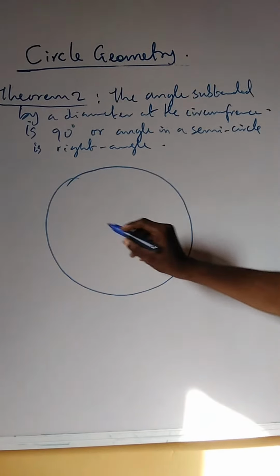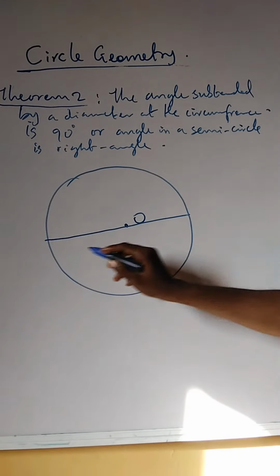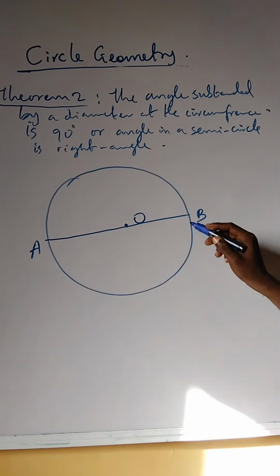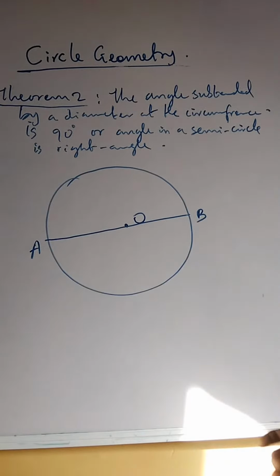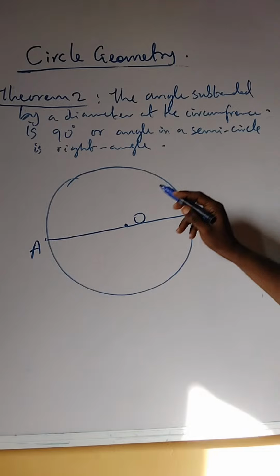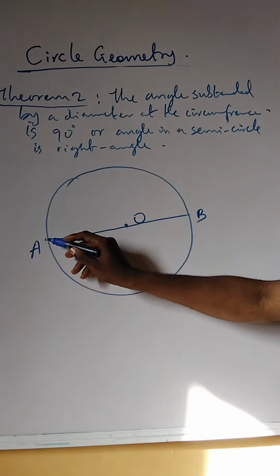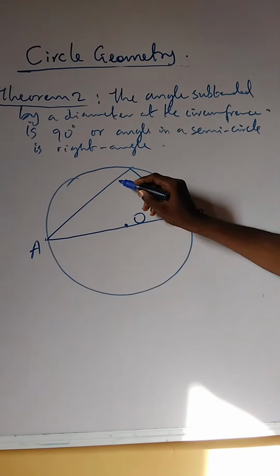We have a circle with its center here, and we have a diameter. A diameter passes through the center of a circle. We can label it as AB. The interesting thing here is that this diameter has cut this circle into two equal halves. That's why we say semicircle. Semi means half. So we have half of a circle now. The angle subtended by this diameter at any part of the circumference is 90 degrees. Let's form an angle here by this diameter. So this angle formed is 90 degrees.